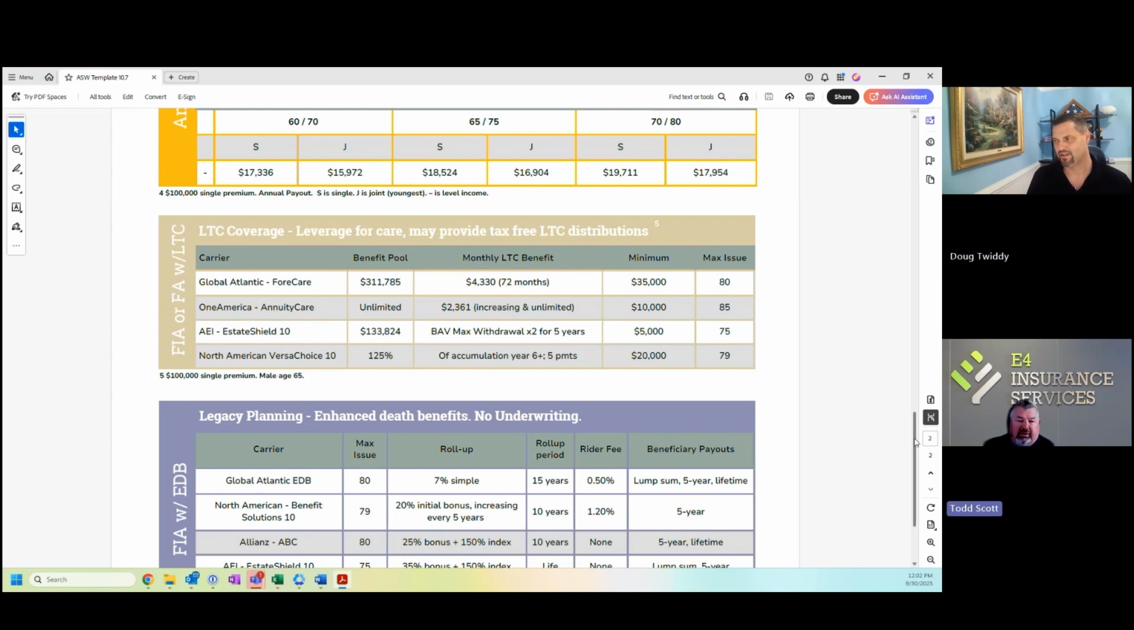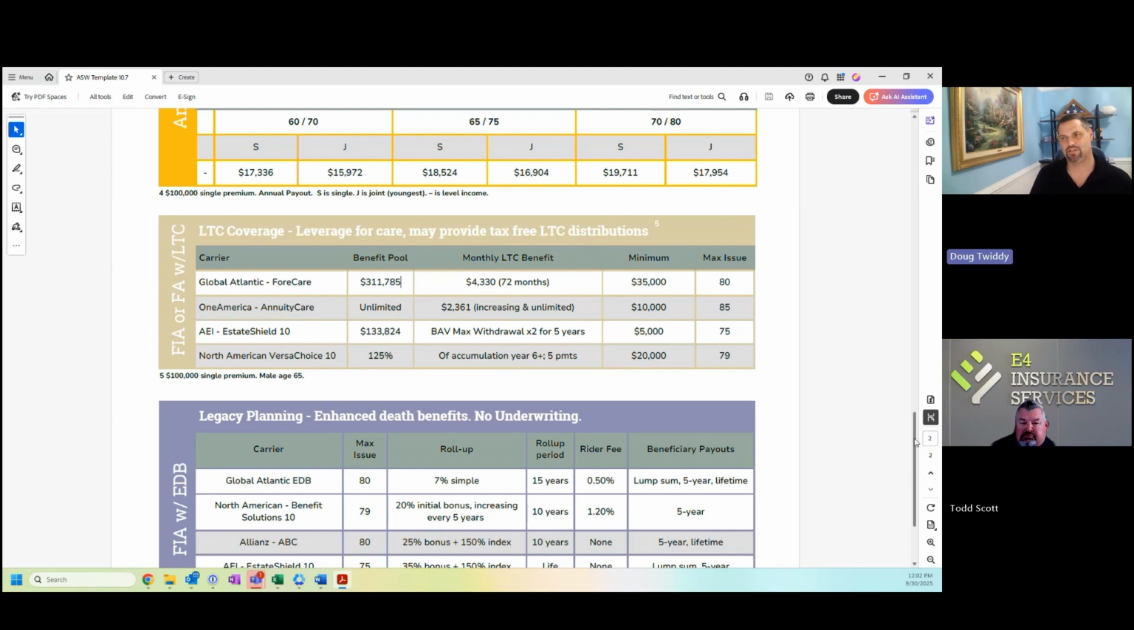Question for you, Doug. On that Global Atlantic with the benefit pool of $311,785, if you don't use it for long-term care, your $100,000 single premium is growing at what rate? Depends on the interest rate when it's issued today. That's 5.5% or 6%. Right, so it's basically growing at the same rate as a MYGA, maybe a little bit better. That rate can come down. It's not guaranteed to be there, but they've done really, really good so far with holding true to that rate.